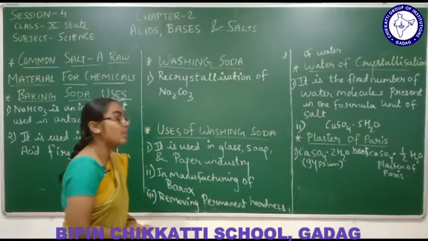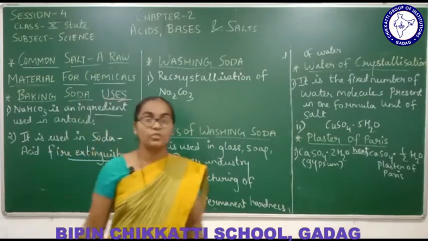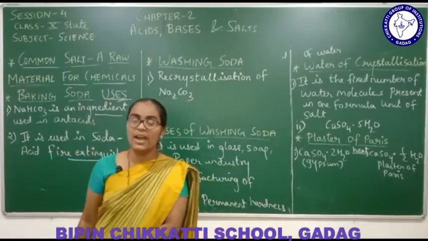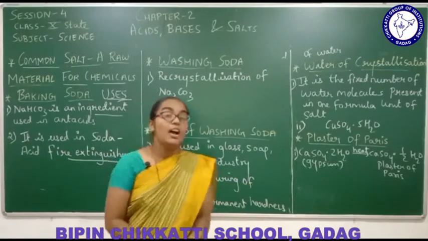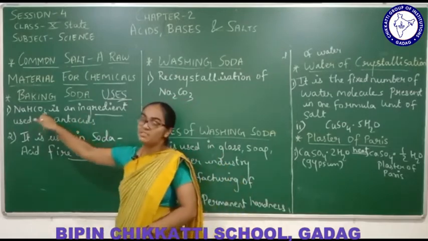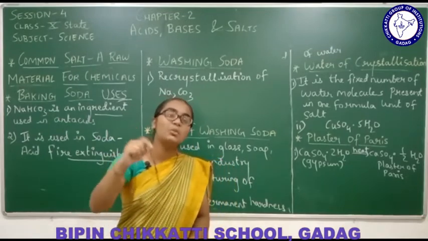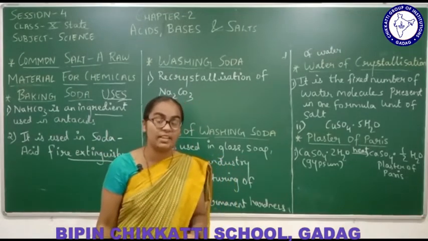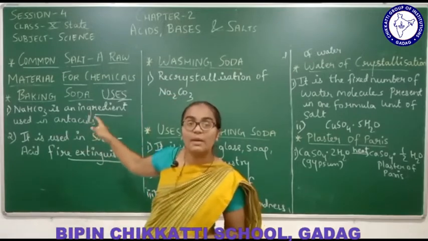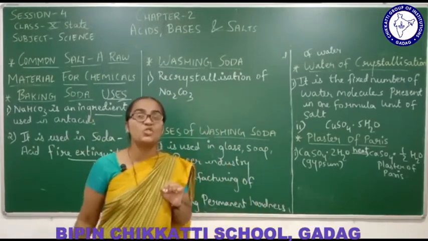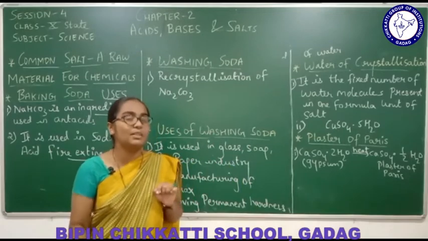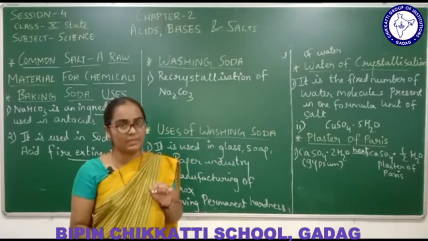Now let's understand what washing soda is. Do not get confused between baking soda and washing soda, right? Baking soda is sodium hydrogen carbonate. Washing soda is sodium carbonate, along with 10 water molecules. I repeat once again, baking soda is sodium hydrogen carbonate, whereas washing soda is sodium carbonate, but along with that some water molecules will be there, right?